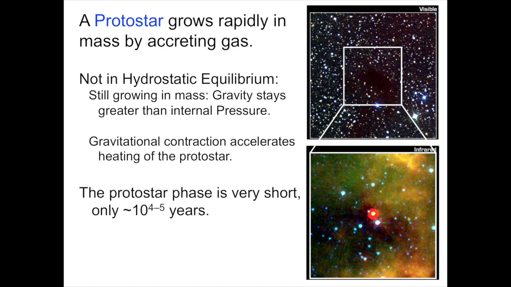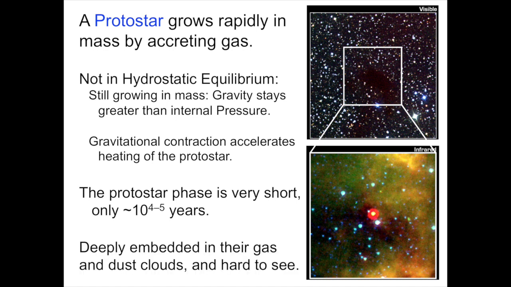The protostar phase is very, very short. This all happens really rapidly. The time scale, we think, is anywhere from 10,000 to 100,000 years. What we will end up with is a protostar buried and deeply embedded inside the dust and gas cloud, and very, very hard to see. An example is shown over here on the right-hand side of the screen.